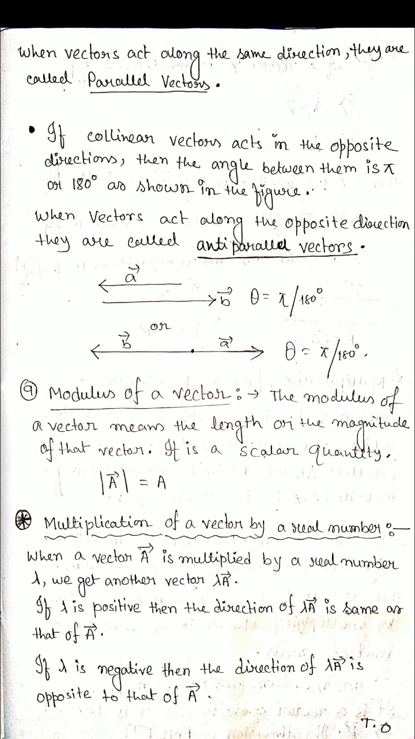Now if lambda is positive, then the direction of the new vector, b vector or lambda a vector, is the same as that of a. If lambda is negative, then the direction of the new vector, the product of the real number and the vector, is opposite to that of a. So it depends upon the value of the real number. If the real number is positive, the vector and the new vector are in the same direction. But if lambda is negative, both are in opposite directions.